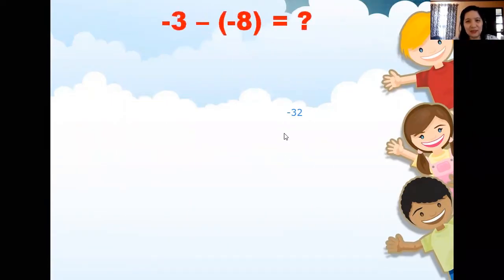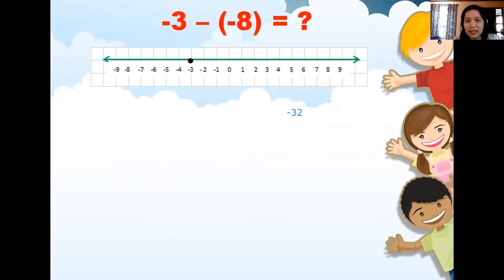Let's now have the last. Negative 3 minus negative 8. Let's erase this first. So look, you are subtracting a negative integer to another negative integer. What do? Remember the takeaway? Take away negative 8, it will be positive earlier. However, this is negative. So negative plus positive, what do?